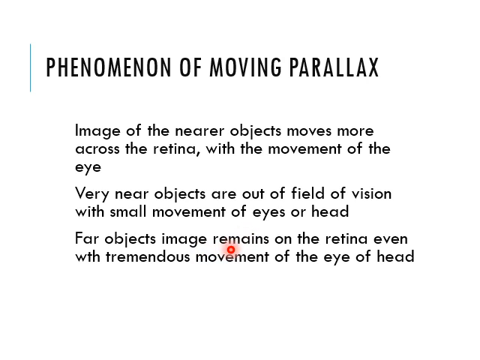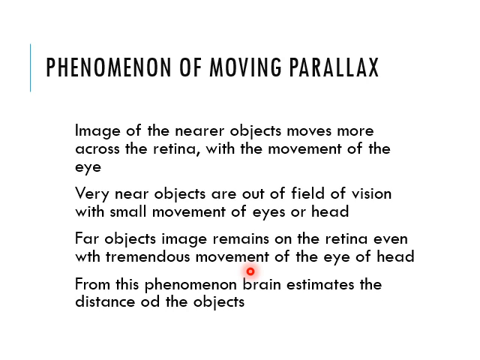Far object's image remains on the retina even with tremendous movement of the eye or the head. From this phenomenon, the brain estimates the distance of the objects, and this can also be done through a single eye. You don't need both the eyes for this.